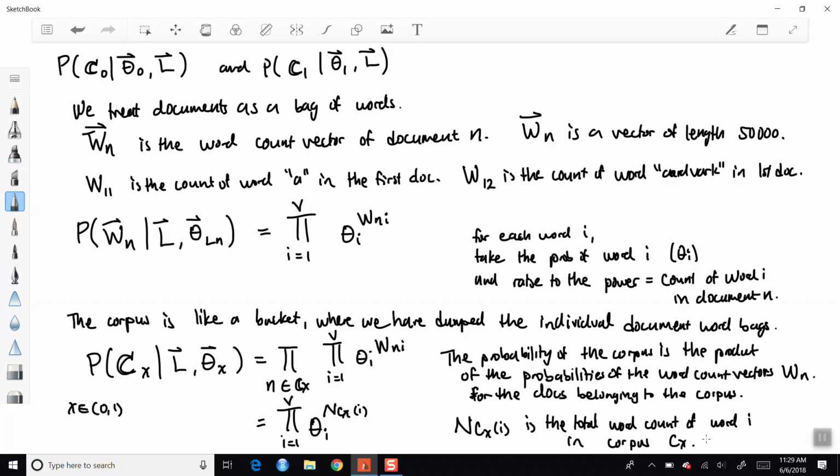So if document 1 has the word aardvark twice, document 2 has it once, and document 3 has it 0 times, then within that corpus the word aardvark shows up 3 times, and that would be our N_CX for the word aardvark. We've just dumped the words together and aggregated the counts of the individual words. So we still have a vector of length 50,000, a value for every single word in the language, but now we've dumped them together, and that's going to be the probability of our corpus.